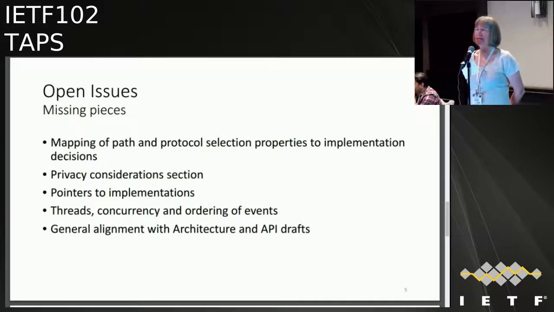Yeah, the mapping. So I guess this is related to my comment when we were discussing the document status. The mapping of path and protocol selection properties: if any parts of that are something that actually should be normative on the API rather than just implementation choices, then that probably needs to be moved into the interfaces document rather than here.